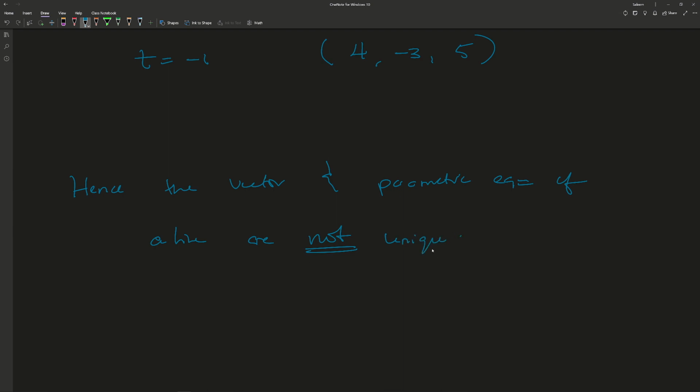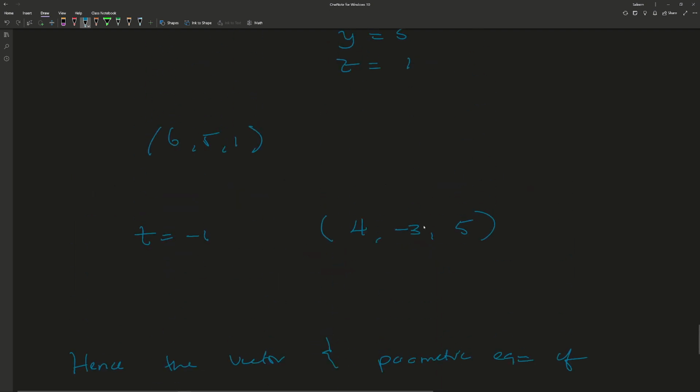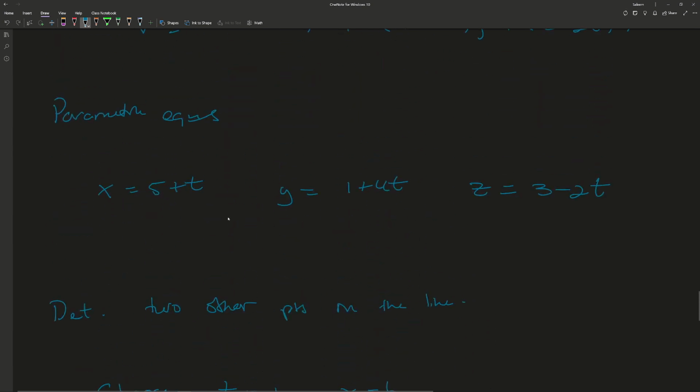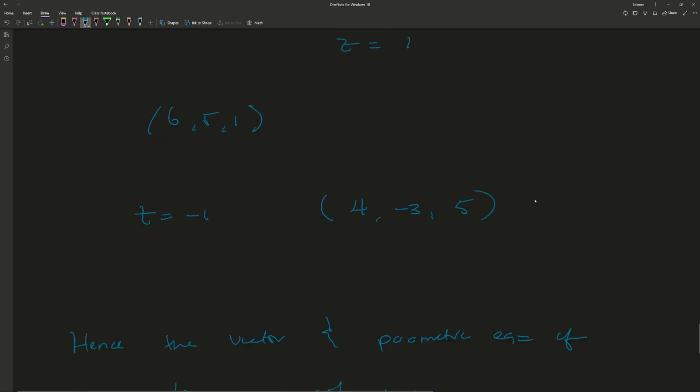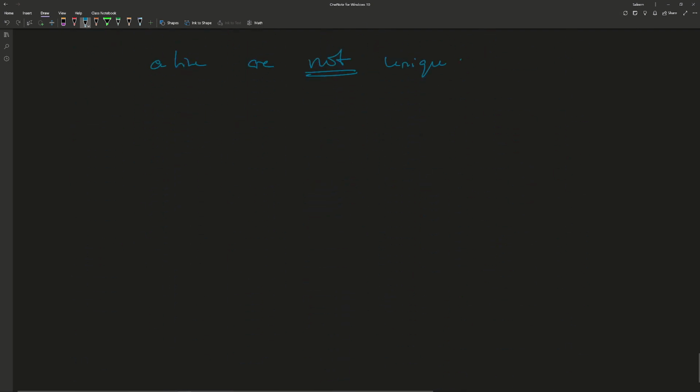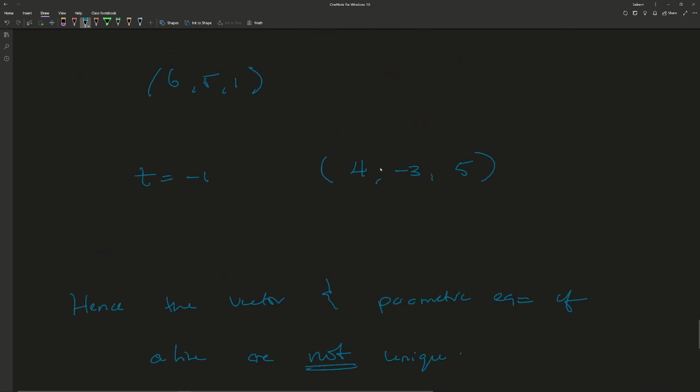If you change the point or choose a different parallel vector, the whole equation will change. So instead of what we had here, (5, 1, 3), we choose another point (6, 5, 1). Then our new parametric equation would have been x equal to 6 plus t, y equal to 5 plus 4t, and z equal to 1 minus 2t. So that's what happens if you choose that. But if we stay with the point (5, 1, 3), like we had before.